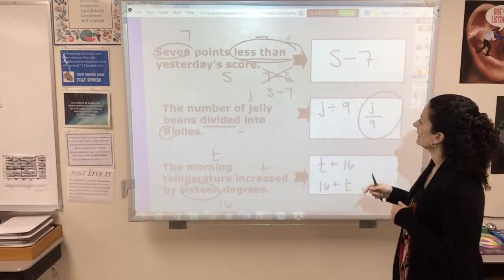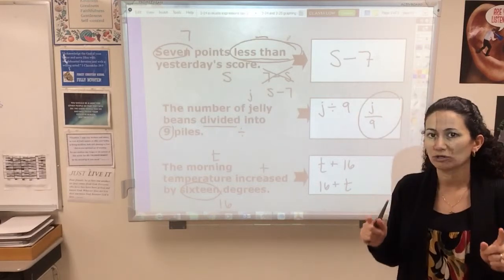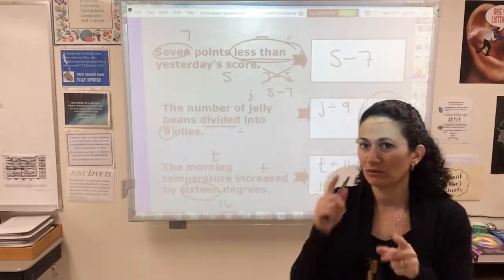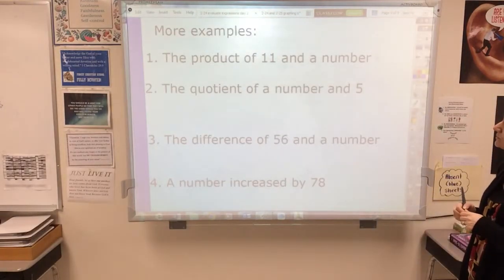7 points less than yesterday's score looks like this. Write that down. Make sure you take note. When you see the words less than, watch out. That's when the order changes a little bit. I want to give you a few more examples.